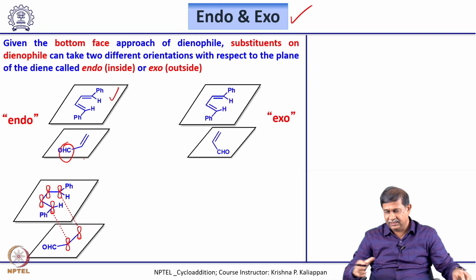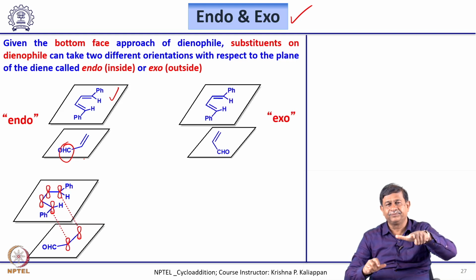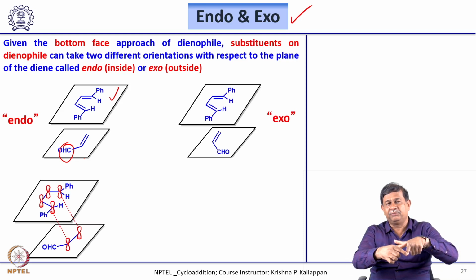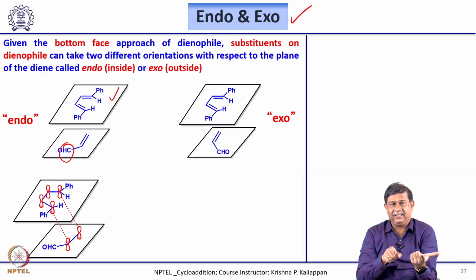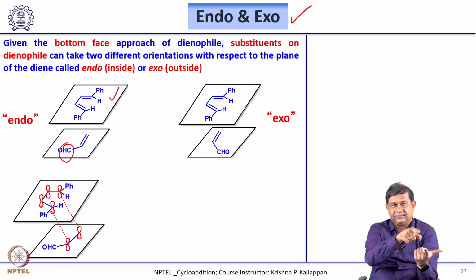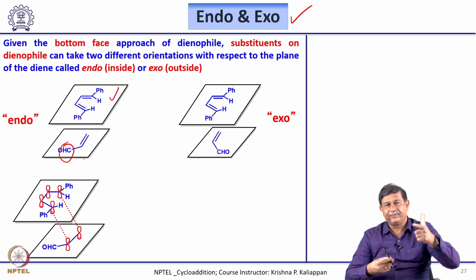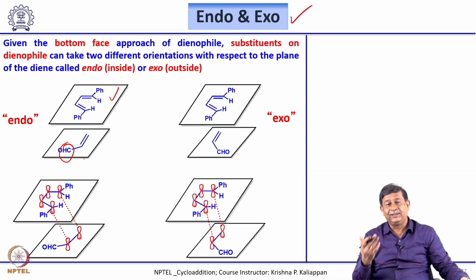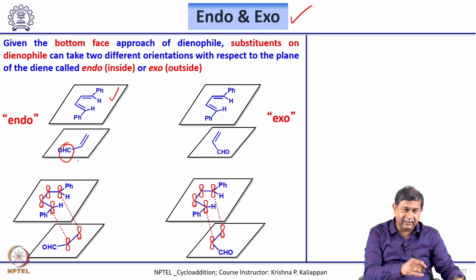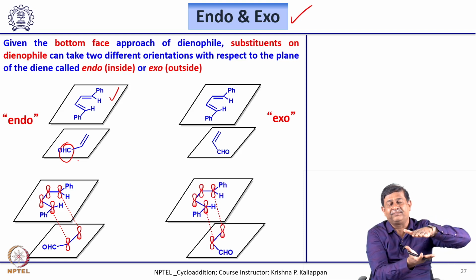or it can also be in the other orientation, like this. For example, if you take your left hand, this is the double bond and this is the substituent, that is an aldehyde. Now it can be either outside like this or it can be like this. If it is like this, that is leading to endo. If it is like this, it is leading to exo. So what do endo and exo mean? Endo means this substituent on the dienophile is below the plane of the diene.